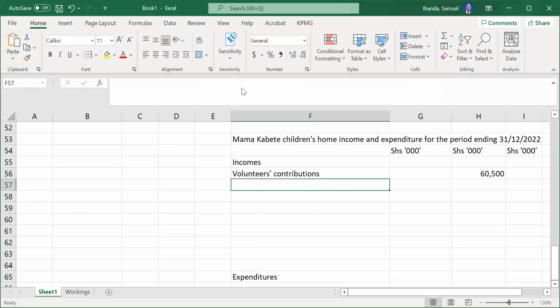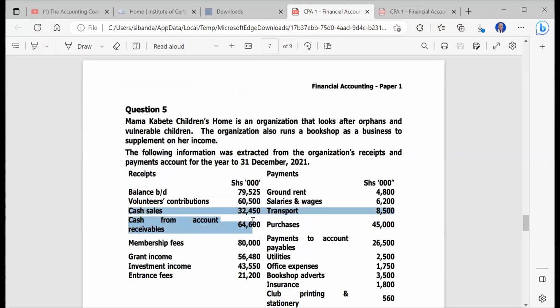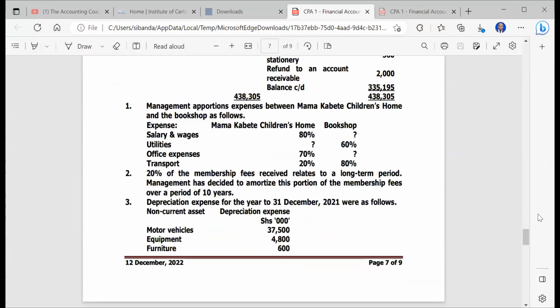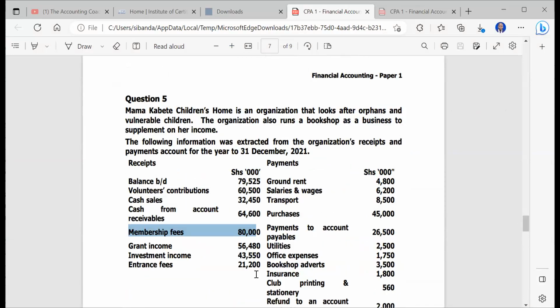You again go back and look at your incomes. These ones, we tackled them. Now, membership fees have adjustments. They've given us information about membership fees, so I'll first jump them. I'm just guiding you. I'll move to grant income and put it there.